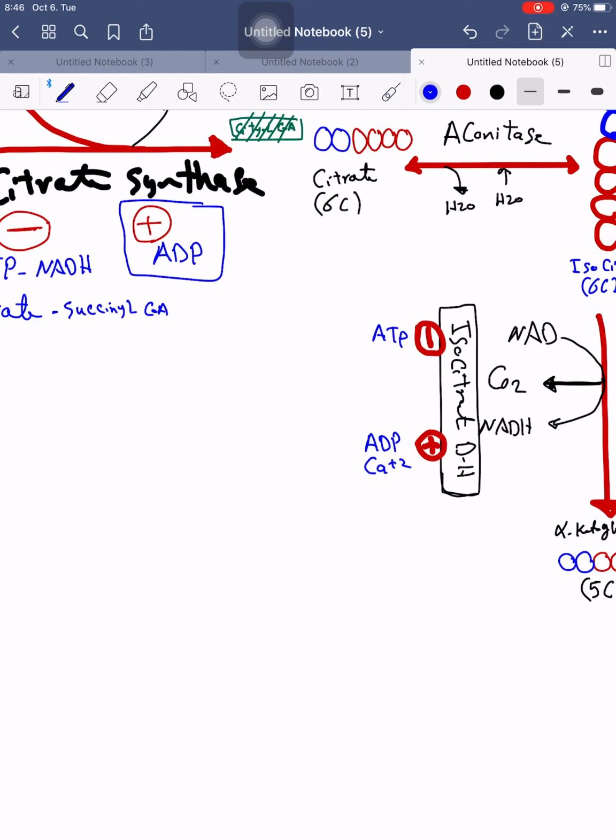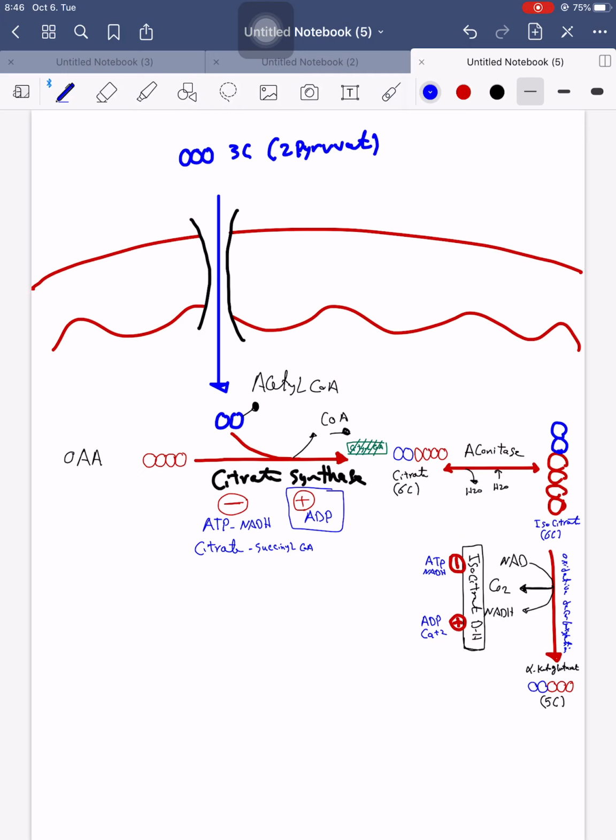So this one is activated by ADP and calcium, and inhibited by ATP and even NADH. The same logic. Okay. After this we have the 5 carbon molecule called alpha ketoglutarate. From alpha ketoglutarate we will produce succinyl coenzyme A. From alpha ketoglutarate to succinyl coenzyme A, again we will make oxidative decarboxylation.